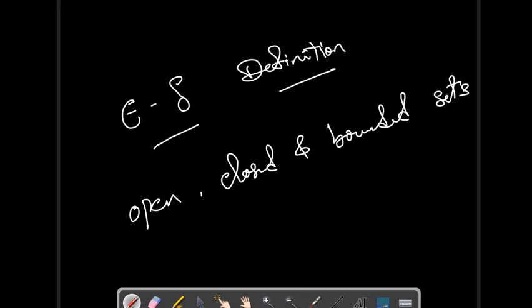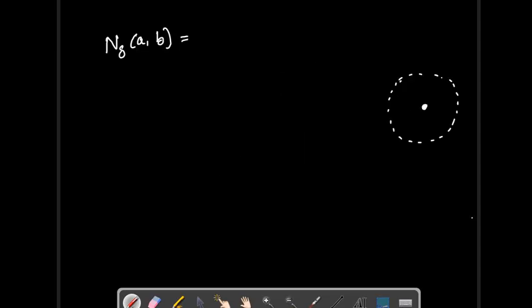In this lecture, let us discuss what are open sets, closed sets and bounded sets, and then the epsilon delta definition of limit. So first of all, let me define what is a neighborhood. Let's say you have a point (a, b) and its neighborhood is defined to be a circular disk.